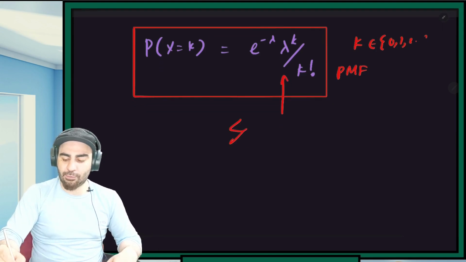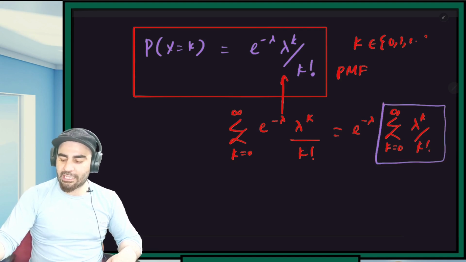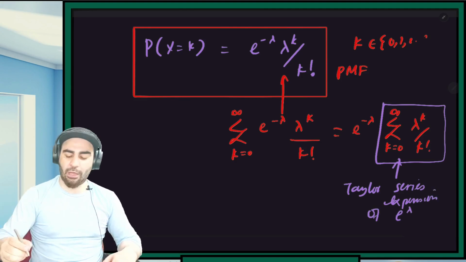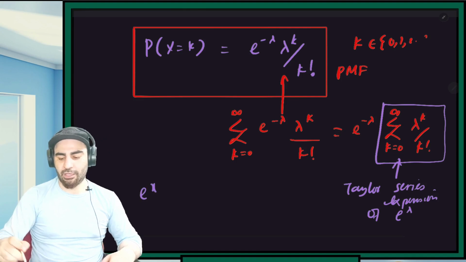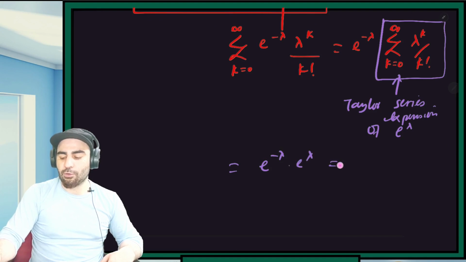If you sum from k equal to 0 to infinity for all the values, e to the power minus lambda and lambda to the power k divided by k factorial, you can take e to the power minus lambda out. This is the summation over k from 0 to infinity of lambda to the power k divided by k factorial. This is the Taylor series expansion of e to the power lambda, or sometimes it's defined that way. If you define e to the power x, you define it like this. So this is e to the power lambda. Now we have e to the power minus lambda times e to the power lambda equal to 1.